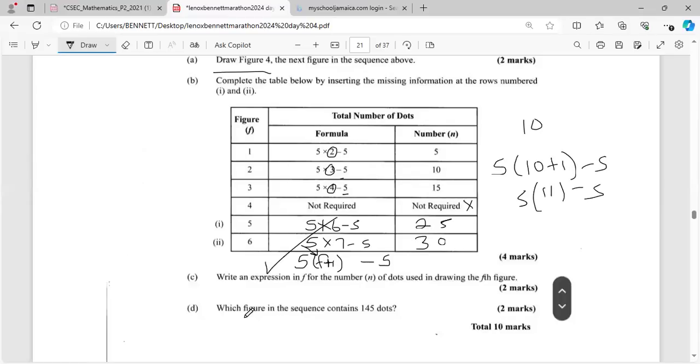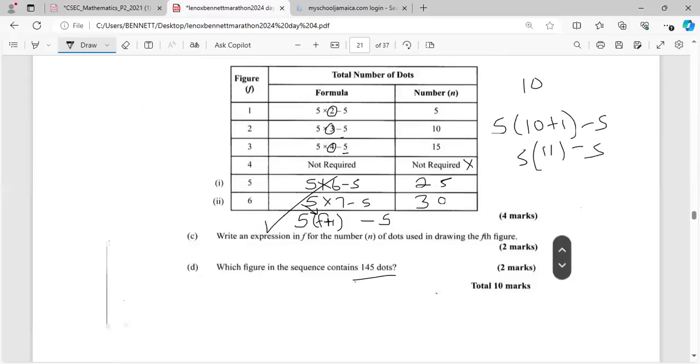And it says which figure in the sequence contains 145 dots. What did you get for that, Dijon? What did you get for this one? Which one contains 145? Sir, I never saw this question. Alright, let me try my formula. I think it's 30 something, sir. 30 something? Sir, probably 29.